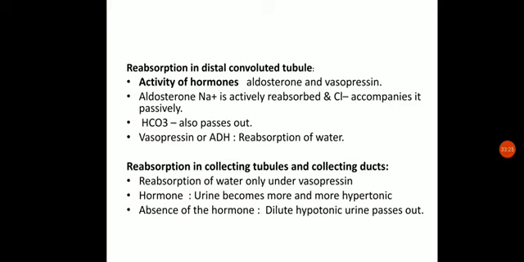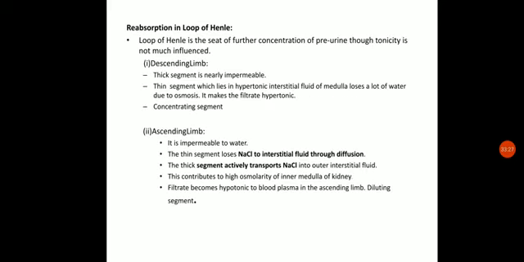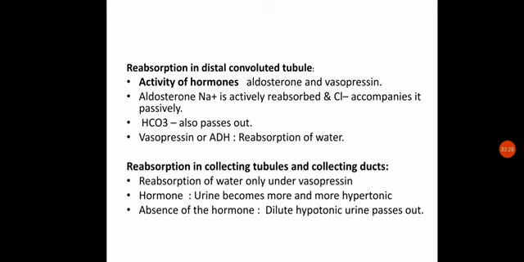Okay. So that was about the reabsorption in the loop of Henle. Next is reabsorption in the convoluted tubules: reabsorption in the distal convoluted tubules, or DCT. Now over here, it is basically affected by specific hormones. The reabsorption will be taking place under the activity of hormones.